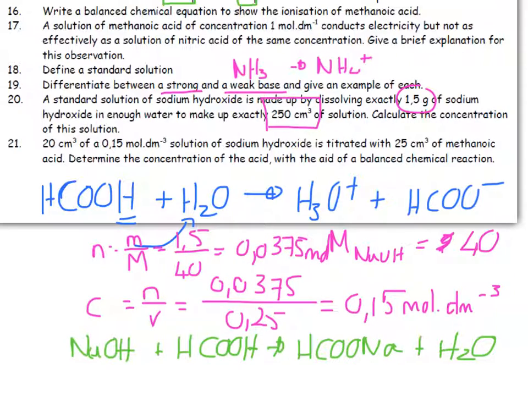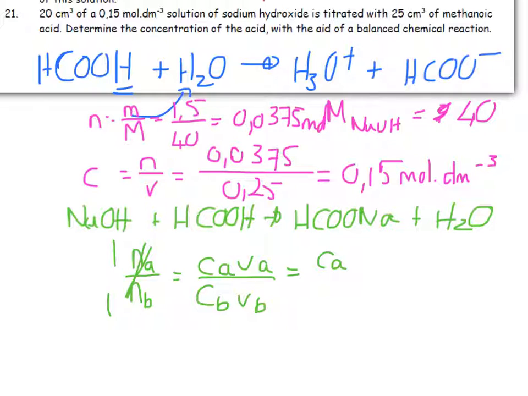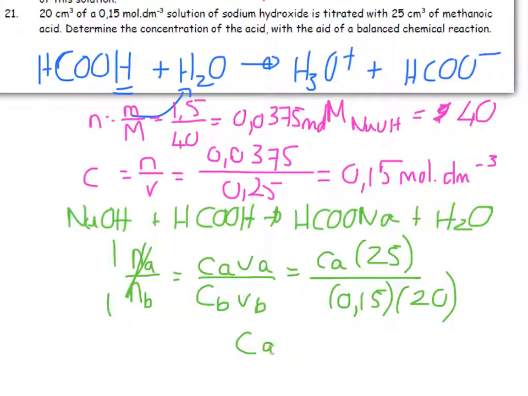This is what's useful about this particular reaction, is that it's a 1:1 in terms of ratio. So when I now say number of moles of acid over number of moles of base equals concentration of acid, volume of acid, concentration of base, volume of base, this is 1:1. Then I've got my concentration of acid is what I'm looking for. My volume of acid is 25. My concentration of base is given to me 0,15, and my volume of base is given, and the concentration of the acid turns out to be 0,12 moles per cubic decimeter.